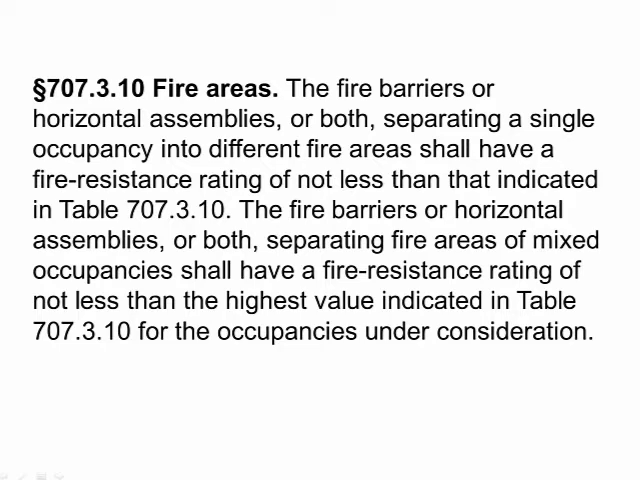To determine the fire rating, we go to section 707.3.10 on fire areas, and it specifies that fire barriers or horizontal assemblies, or in some cases both, that separate fire areas of mixed occupancies shall have a fire resistance rating of not less than the highest value in table 707.3.10.